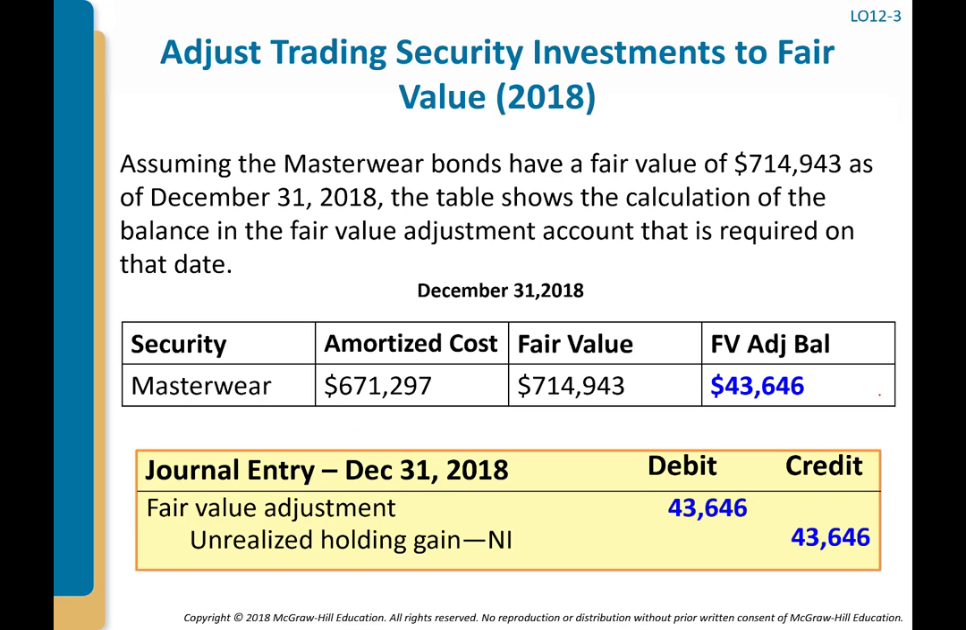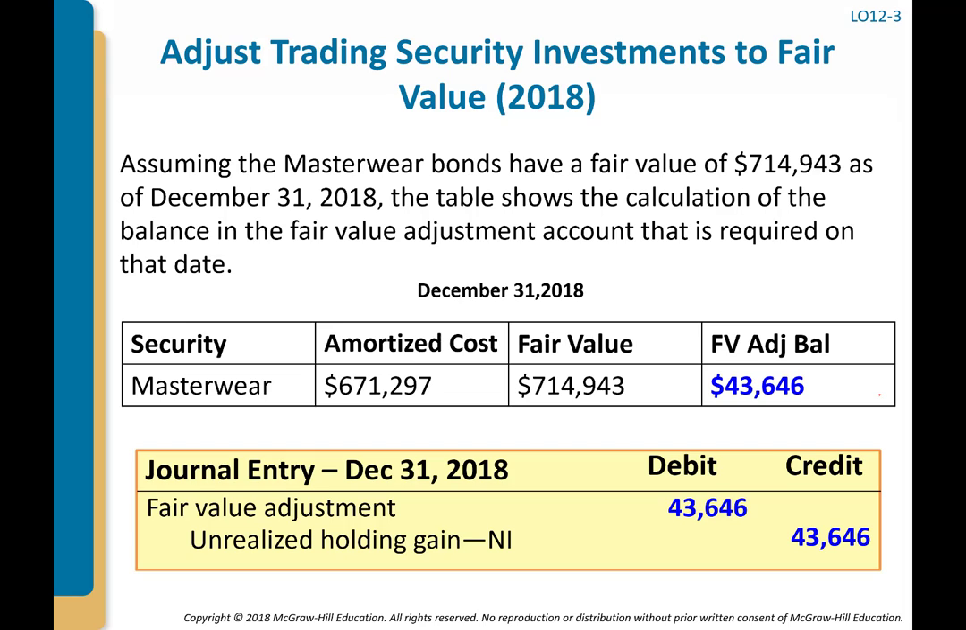Okay, so if they tell us it has a fair value of $714,943 at December 31st, 2018, we will debit fair value adjustment and we will credit unrealized holding gain. That's the difference between the fair value and the amortized cost at year end. Okay, so that is going to be reported on the income statement, isn't it? Because this is a trading security, okay?